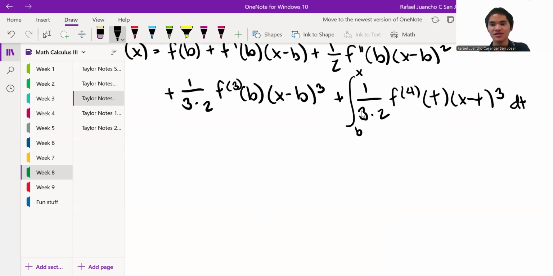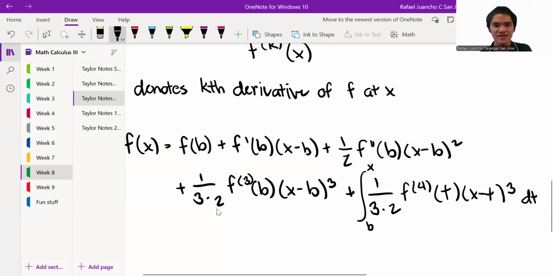And so what happens when we integrate this? Well, we can take this out, the 1 over 3 times 2, right? We can take that out. This one, well, let's see. Okay, so let's make it more general.